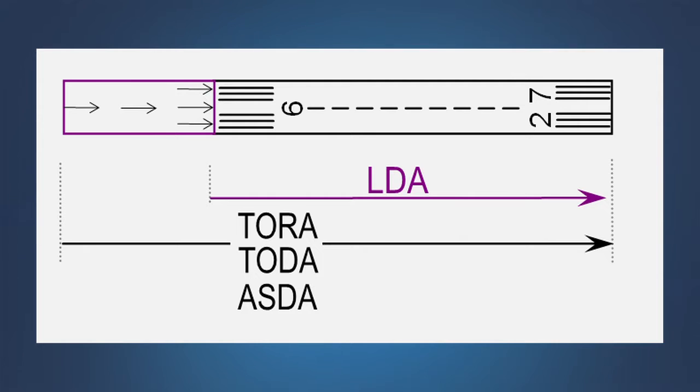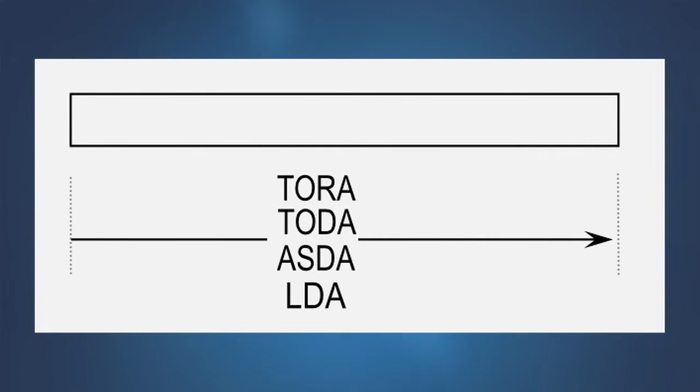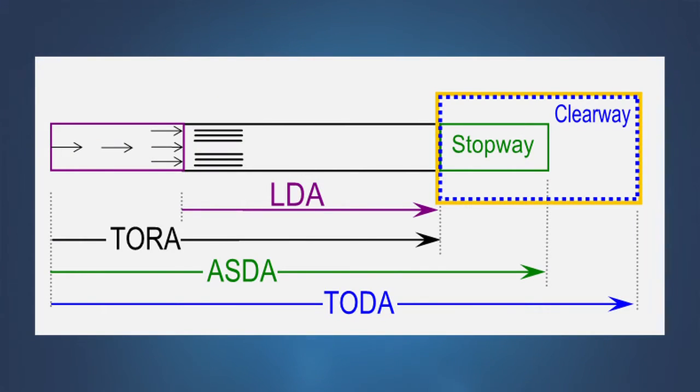Landing distance available is the runway length declared available and suitable for a landing airplane. The landing distance available may be less than the physical length of the runway, or the length of the runway remaining beyond a displaced threshold if necessary to satisfy runway design standards. In most cases, a runway's declared distances equal the physical length of the runway, or in the case of the landing distance available, the length of a runway remaining beyond the displaced threshold. However, this is not always true with every runway.